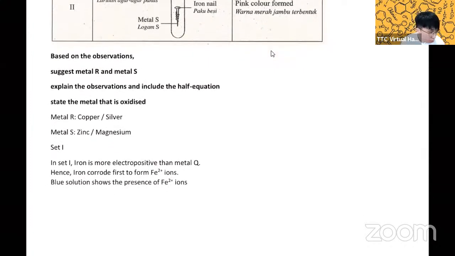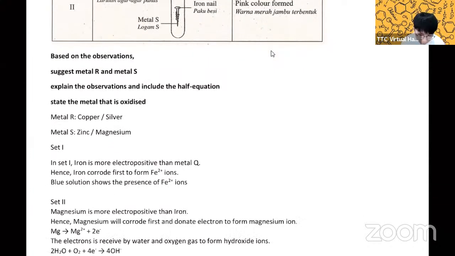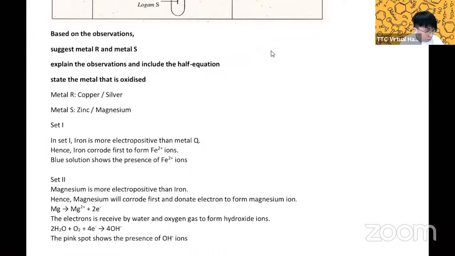Okay, so set 2. Magnesium is more electropositive, so magnesium will corrode first and protect your iron. But the iron still actually corrodes because it still donates electrons. So where do you get the pink color? Because you get OH-. But where do you get OH-? OH- is because of the electron that you donate.